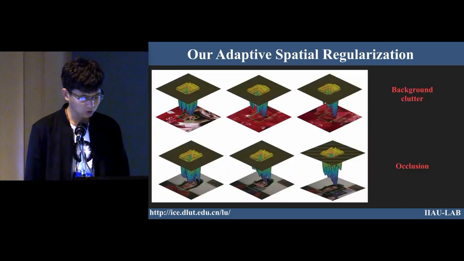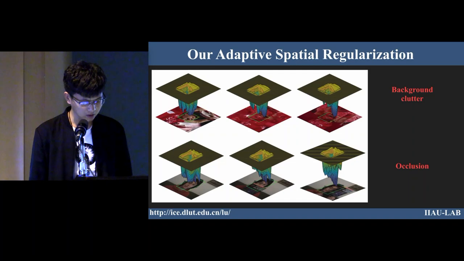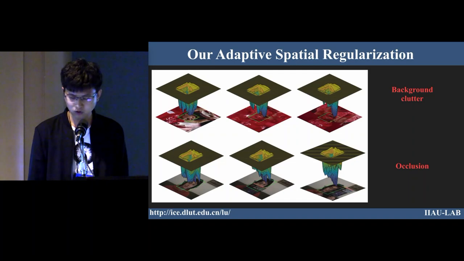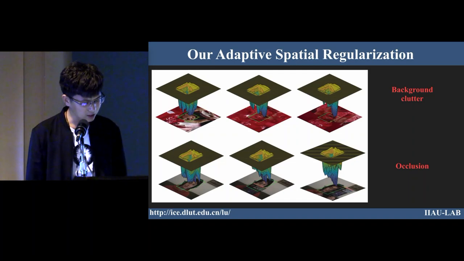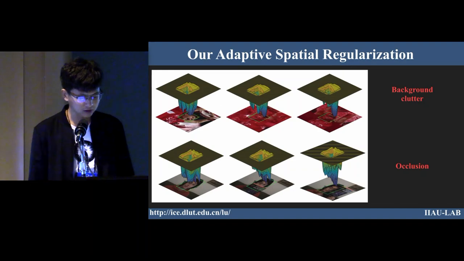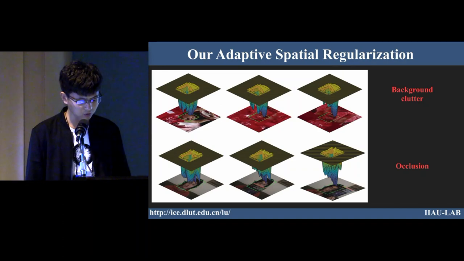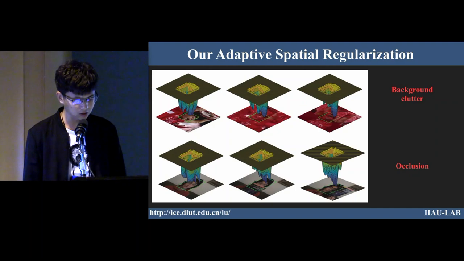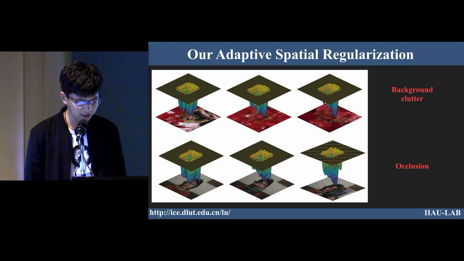Here is the visualization of our adaptive spatial regularization. For each pixel, a large value of the adaptive spatial regularization gives a great learning penalty to the feature at this pixel. From the first sequence, we can see that when there is background clutter inside the target box, only the pixels with a clear target have a small penalty for feature learning.